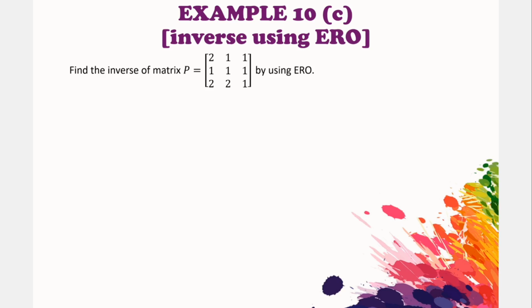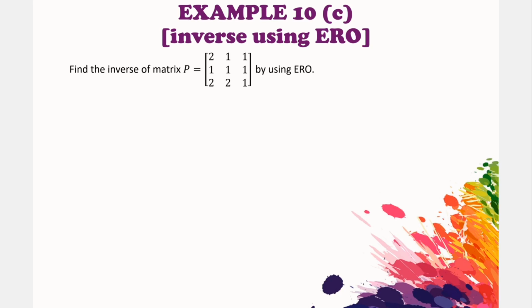Assalamualaikum and hi all. Let's continue on finding inverse matrix using ERO in example 10. So I'm going to use part C question to help you understand the ERO steps. Okay, find the inverse of matrix P by using ERO.